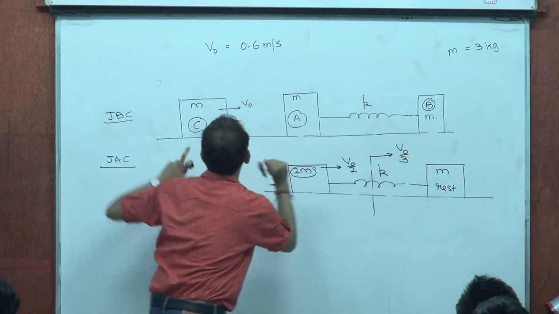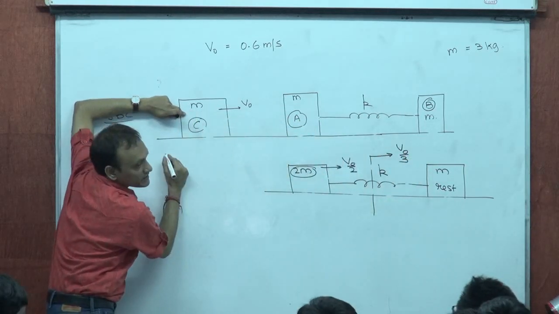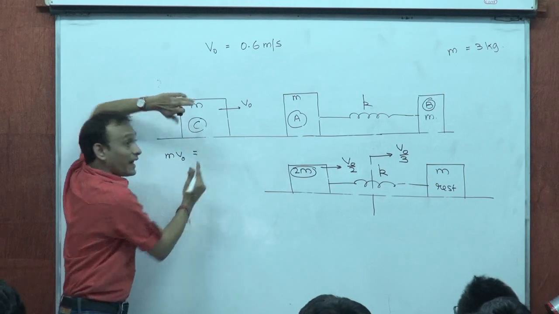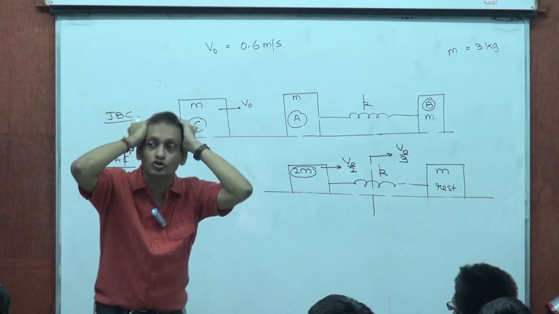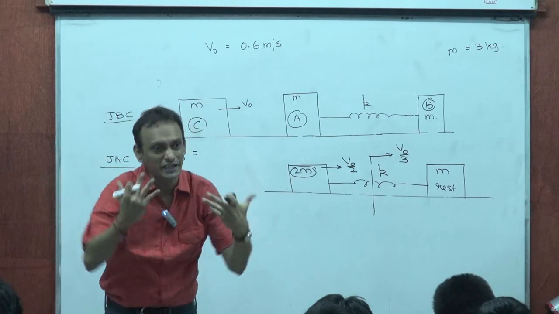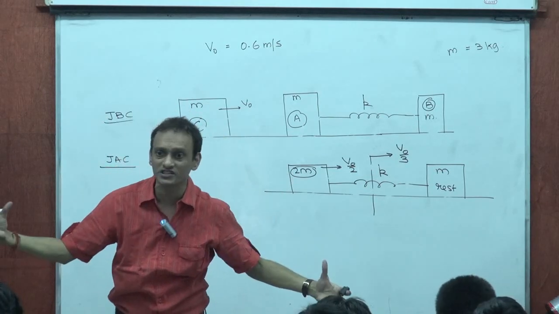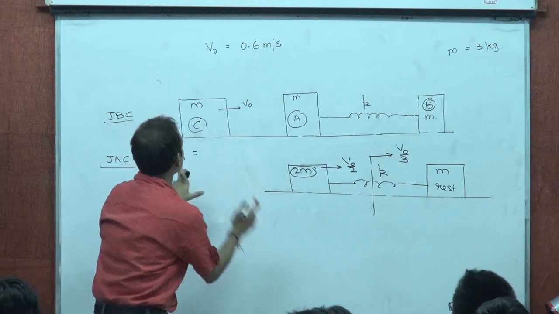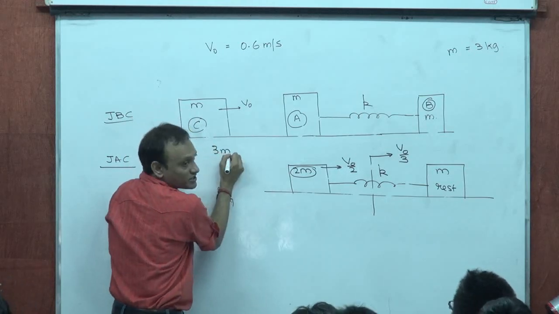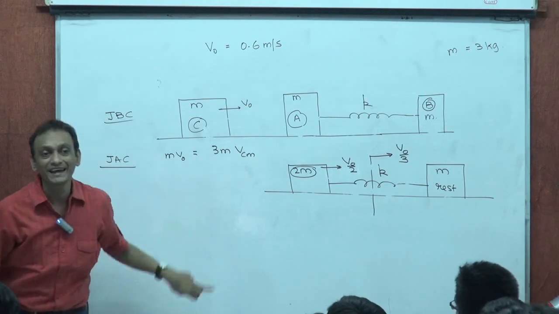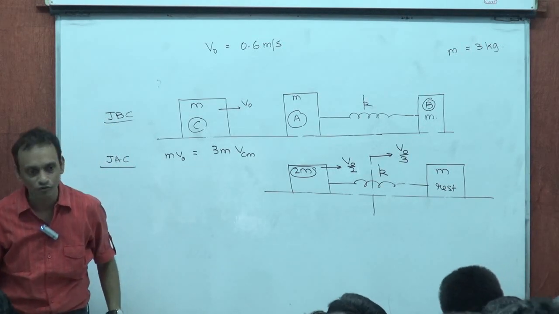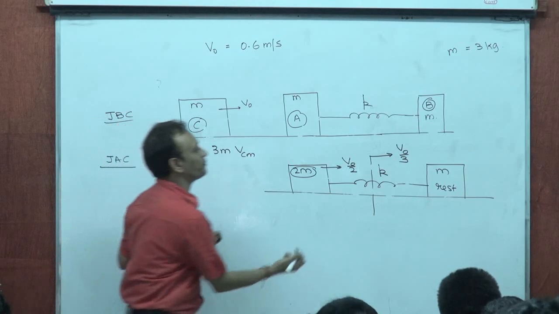Look at this. What's the total momentum that this brings to the system? mv naught, and it will reflect in the center of mass. The center of mass could be used as a representative to reflect the total linear momentum of the system unconditionally. So this is going to be the total mass of the system, 3m into vcm. So vcm would be v naught by 3. Do you realize that? vcm would be v naught by 3.